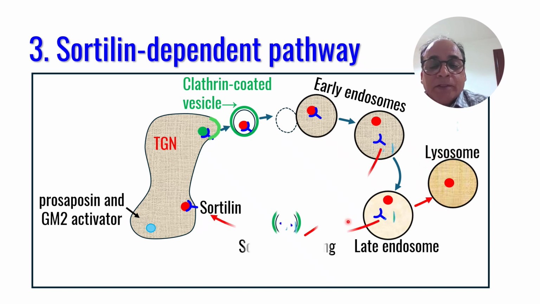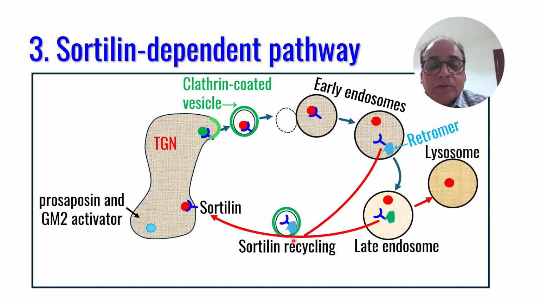The receptor here is also recycled using the same vesicles, clathrin coated vesicles. So there is recycling also using retromer. So this is the third mechanism, and this is also a minor or alternative pathway for targeting lysosomal proteins.